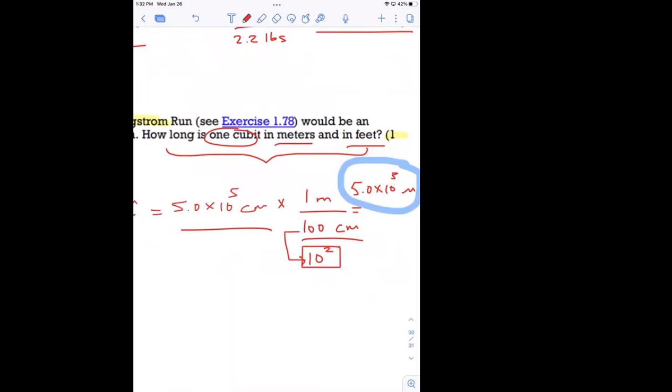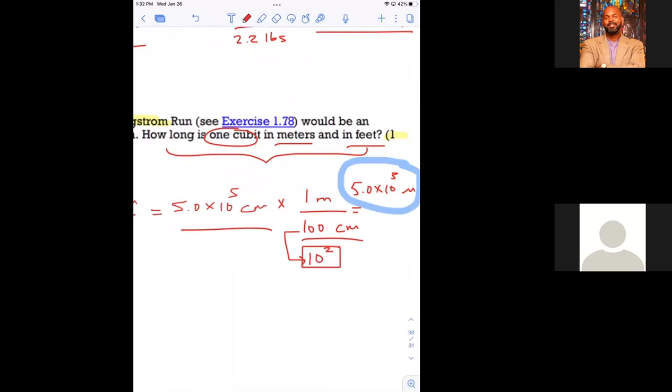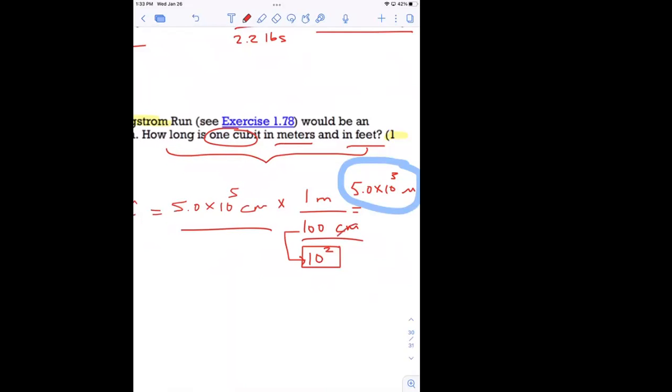All right. Questions? Any questions? All right. And then centimeters is going to cancel, of course, so we'll be left with meters. All right. Now we look at that.